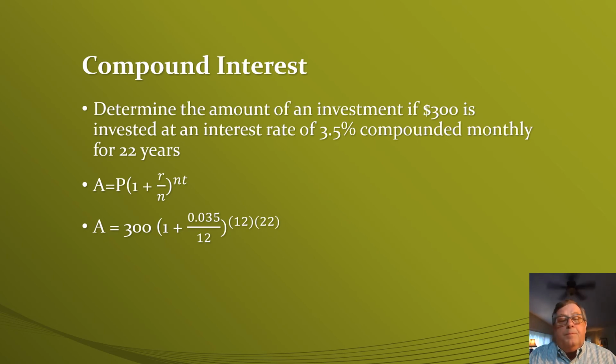And we just plug all that information in, and we're going to find that after 22 years and earning an interest rate of 3.5% that is compounded monthly, that $300 is now going to become $674.20. I love compound interest. How about that?